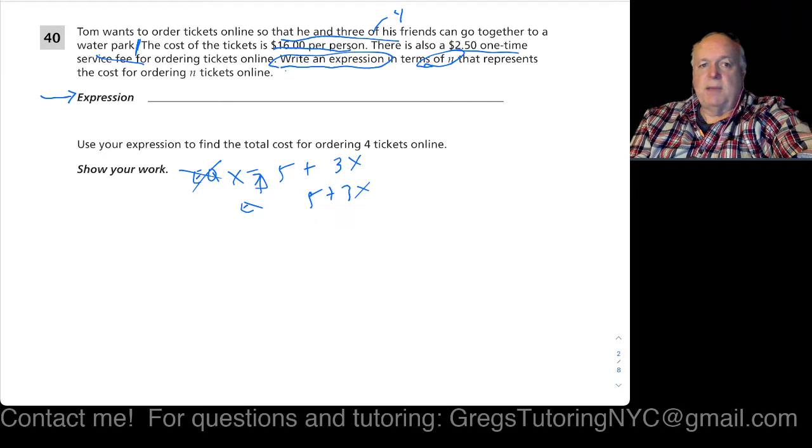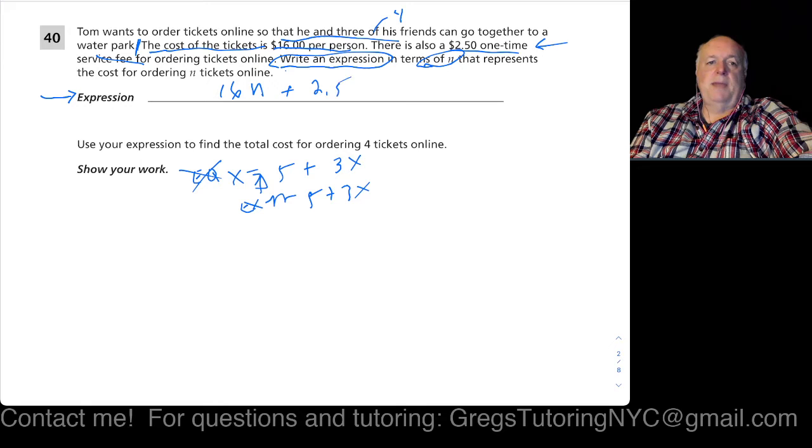So let's try to make sense of it. N is the number of tickets being ordered. It seems to me that we're going to order a ticket per person. It tells us right here the cost of the ticket is $16 per person. So we basically have 16 times the number of people. And then it says here there is a one-time fee, no matter how many people you have, of $2.50. I don't necessarily need that extra trailing zero, but I can. Same thing here, I could have used 16.00. It's not really required. So that's our expression.